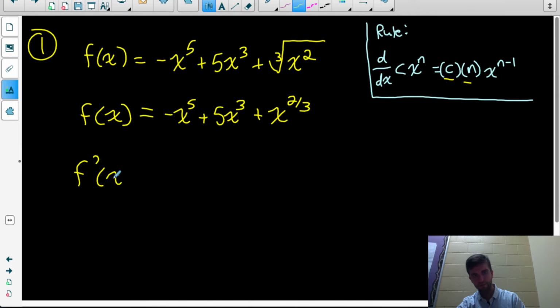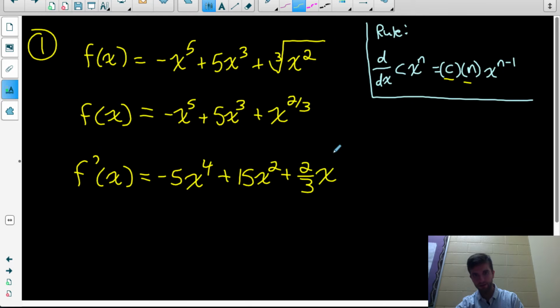So now I'll find f prime of x. So I just have to do 5 times negative 1, that's negative 5, x, and then reduce the exponent by 1. Negative 5x to the 4 is the derivative of negative x to the 5. Now differentiate 5x cubed with respect to x, and I would get 5 times 3, which is 15x squared. And this one, I would bring the 2/3 down, write it as the coefficient, x to the 2/3 minus 1, so that's 2/3 minus 3/3, that would be x to the negative 1/3, right? 2/3 minus 3/3, negative 1/3.